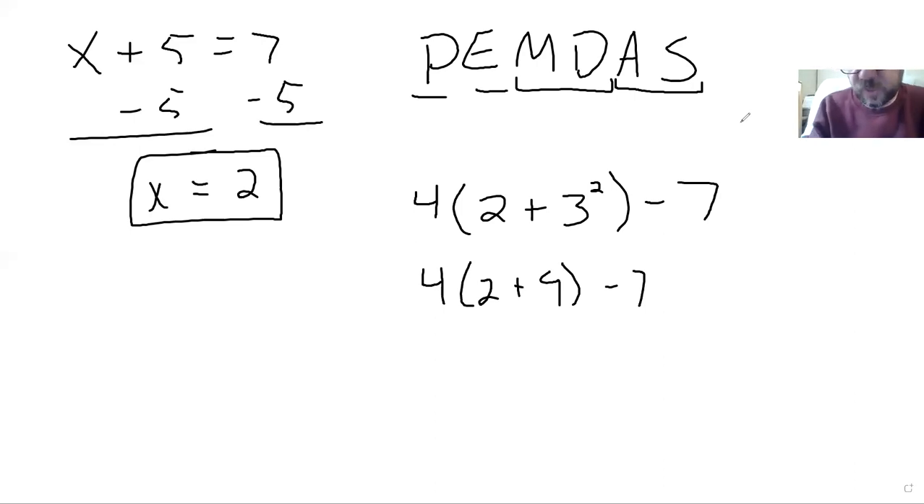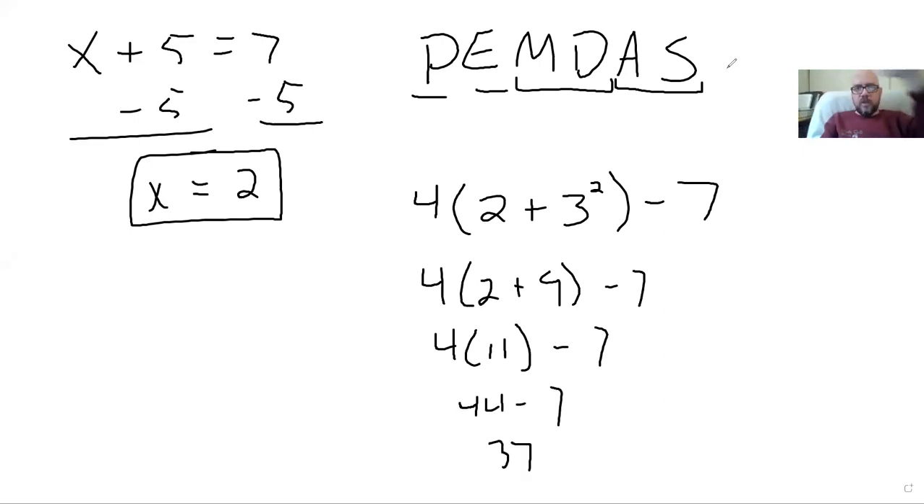And then I look inside the parentheses and I say, okay, well, I only have one operation in there, so I'll do that one. So I have 4 times 11 minus 7. And now should I do the times first or the minus? Well, I should do times first because multiplication comes before subtraction. So 44 minus 7, which is 37, right?